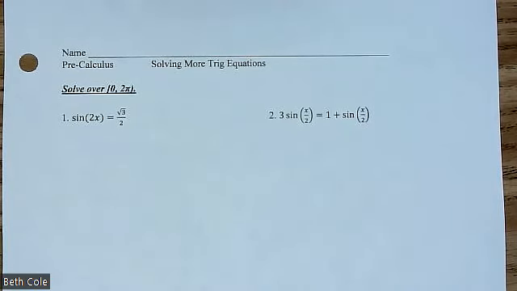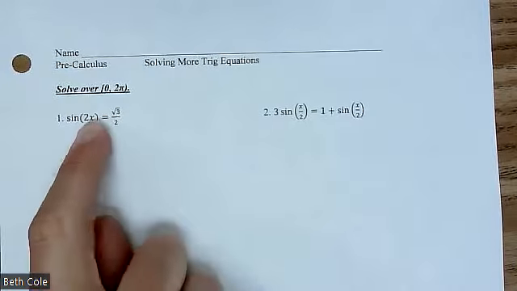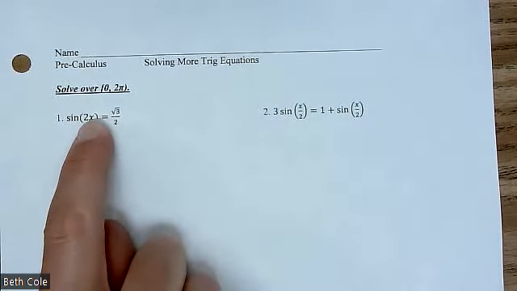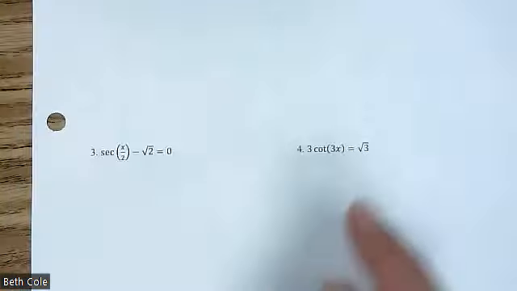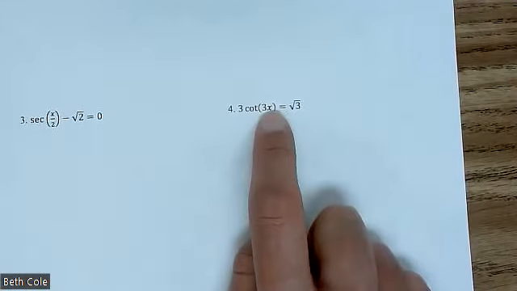So these equations are slightly different from the ones that we did last time. Instead of just an x, so do you remember how we had sine of x or cosine of x? There might be another number in there. So like, do you see how this one says 2x? And this one says a half an x? And this one says 3x?